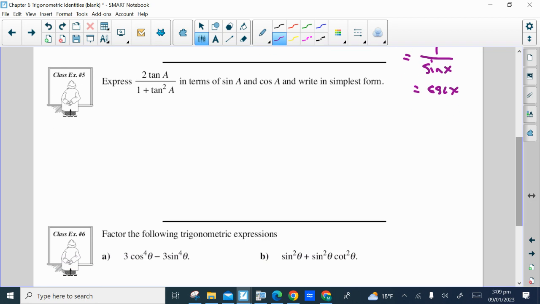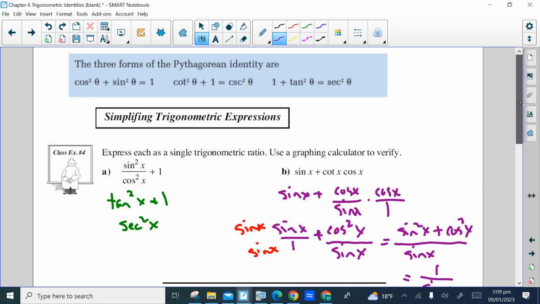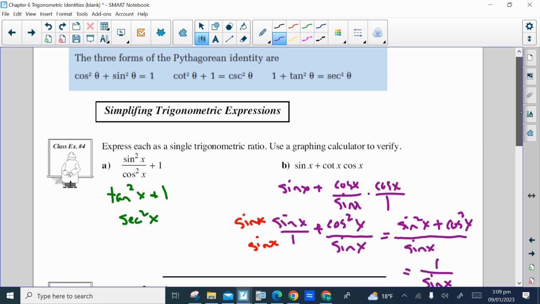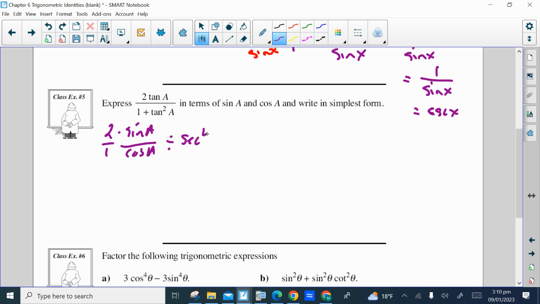This next one, express in terms of sine A and cos A and then write it in simplest form. So 2 tan A. Well, that'll be 2 times sine A over cos A. That 2 is actually 2 over 1. So you're only multiplying the top by 2, not the bottom, because 2 is the same as 2 over 1. And that's divided by 1 plus tan squared A. And if we look above, 1 plus tan squared theta is equal to sec squared theta. So 1 plus tan squared of A is equal to sec squared A.